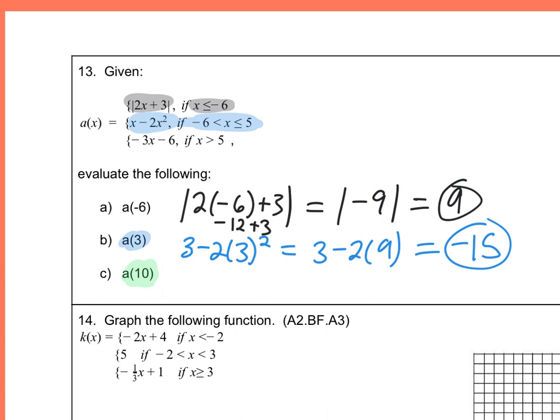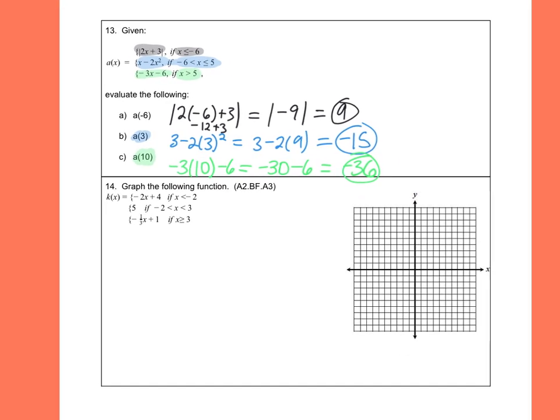Where's 10 going to go? Last piece, because it's greater than 5, right? So now I just plug that in. -3 times 10 minus 6. What's -3 times 10? What's -30 minus 6? Okay. That's it for that one.